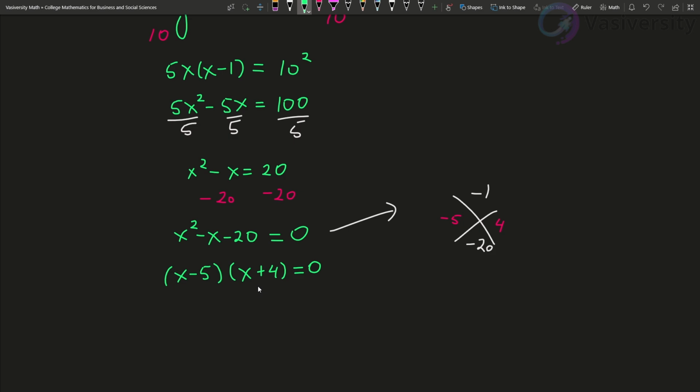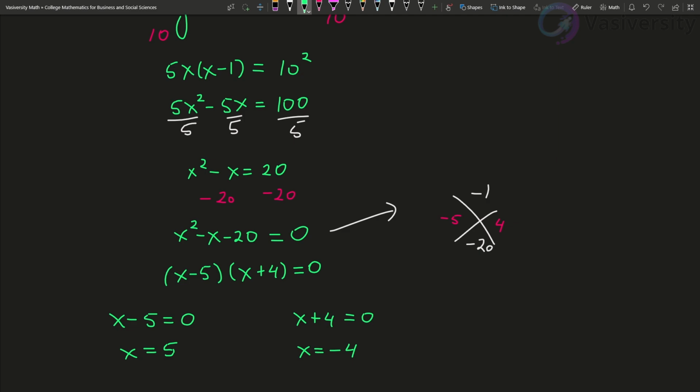So once again, we're going to have two solutions. Solution 1 is x minus 5 is equal to 0, so x must be equal to 5. And x plus 4 is equal to 0, so x must be equal to -4. All right, perfect. And that's going to be our solution to this problem.